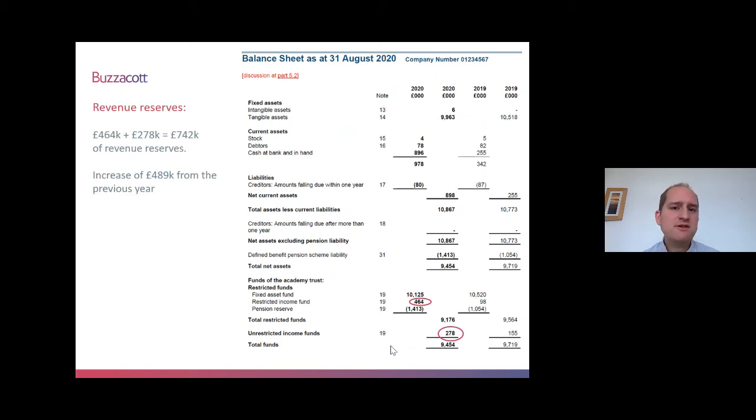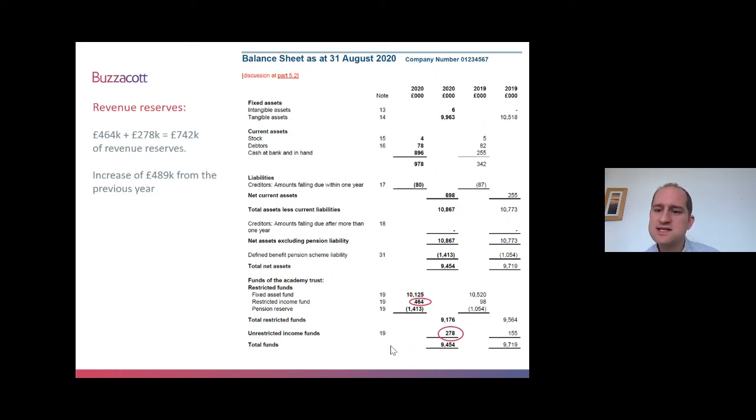So when we're talking about free reserves, available reserves, how much money do we have at the year end, we're typically talking about those two numbers together. It's the 464 plus the 278. So Coketown has 742,000 of revenue reserves at the year end and available funds. That's a really important number for the accounts, and probably the most important number to understand how much available funds we have at the year end. You can see in this example, compared to last year, it's significantly higher than it was in the previous year.